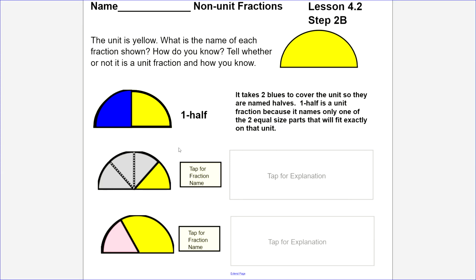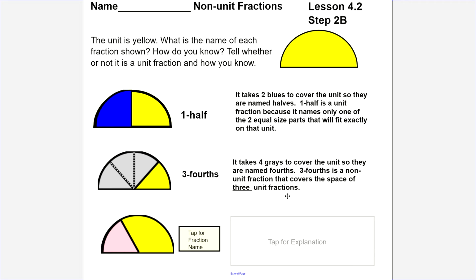Now, third grade, look at the next fraction. The yellow piece is still our unit, so keep that out, but you'll want to get out gray pieces now too. You can see that I have 3 gray pieces on the yellow unit. What fraction is this showing? Yes, this is 3/4. Is this a unit fraction or a non-unit fraction? This is a non-unit fraction. It takes 4 grays to cover the unit, so they are named fourths. 3/4 is a non-unit fraction that covers the space of 3 unit fractions.